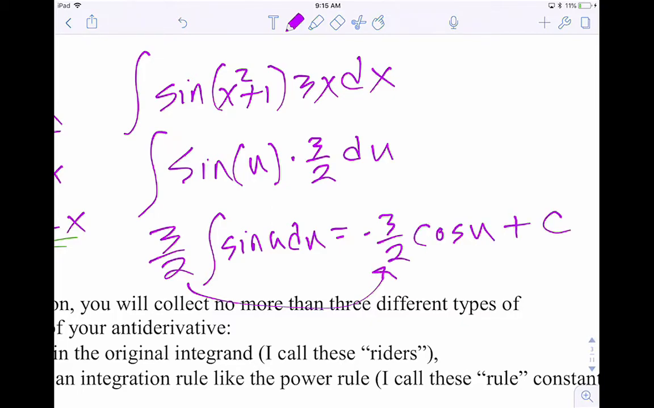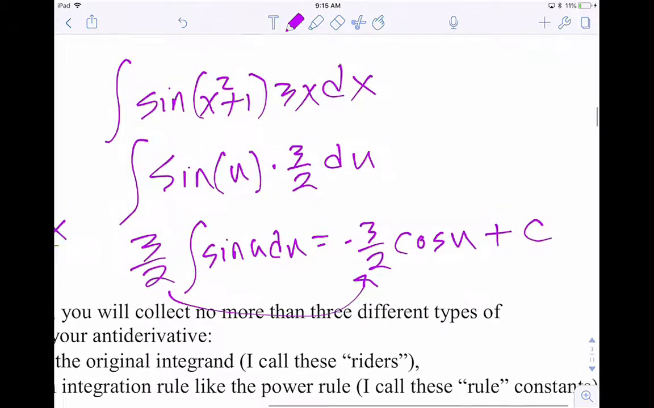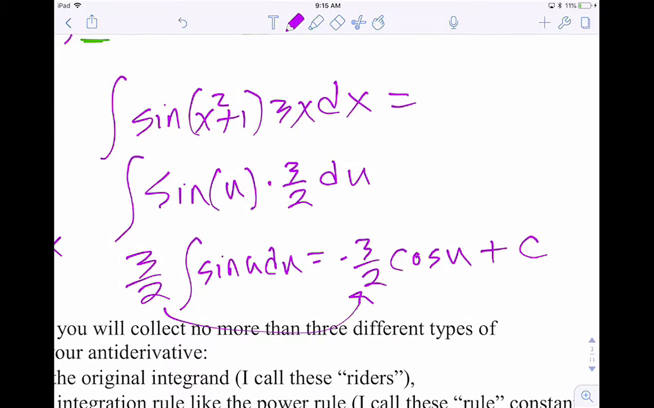And the fun final step, of course, is we actually have to put the u back because we're actually evaluating the integral with x in it. So you want to make sure you put at the end what u replaced, you have to put it back for u. So x squared plus 1 goes back in. Bam, and we are done.